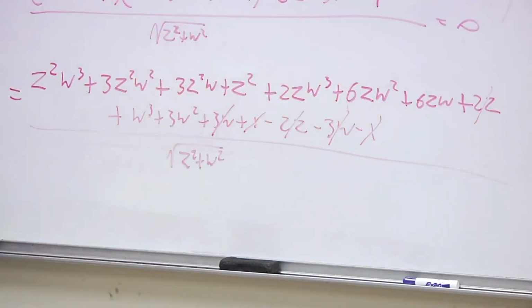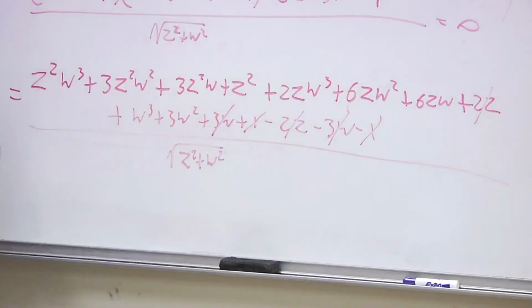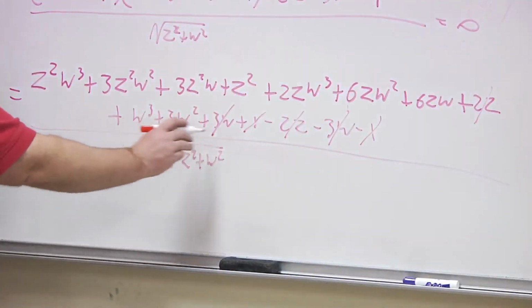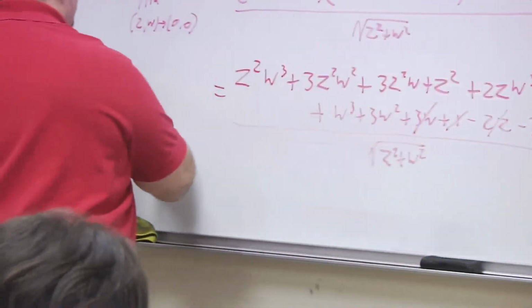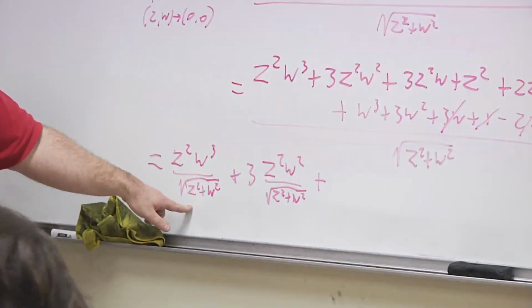So then what you can do is take each of these terms over square root of z squared plus w squared and come up with a bound. I'm going to distribute here. I'll break up a fraction. So we have, I won't go any further than this. I'm just going to illustrate the idea. So let's take a look at this term, for instance.